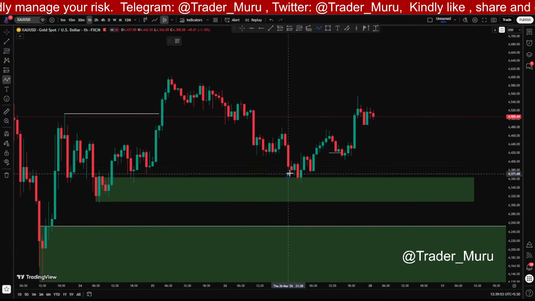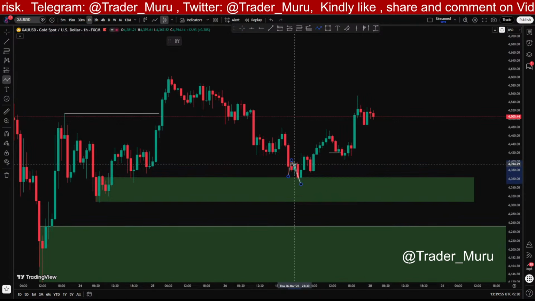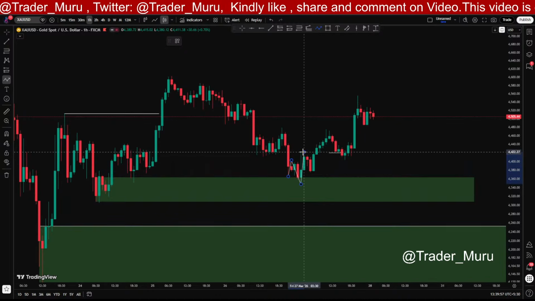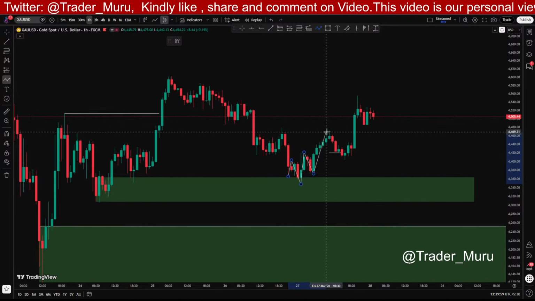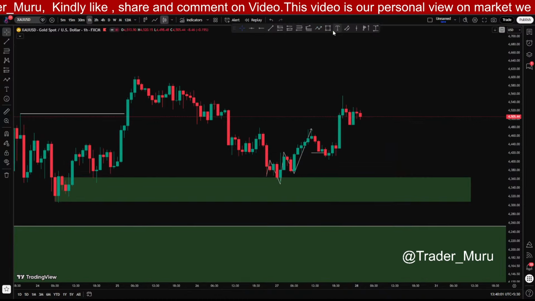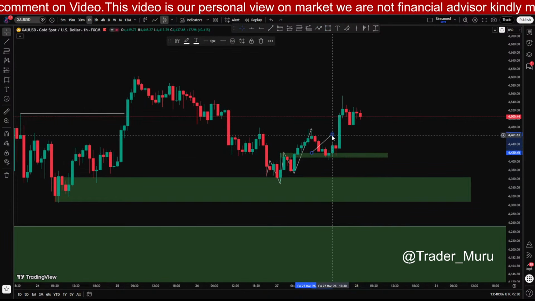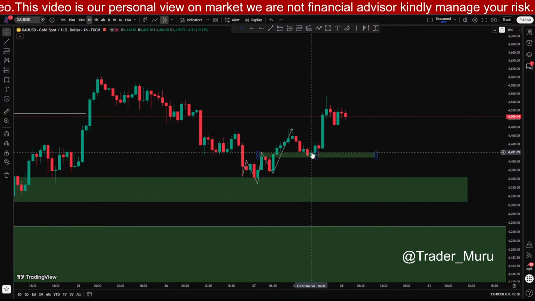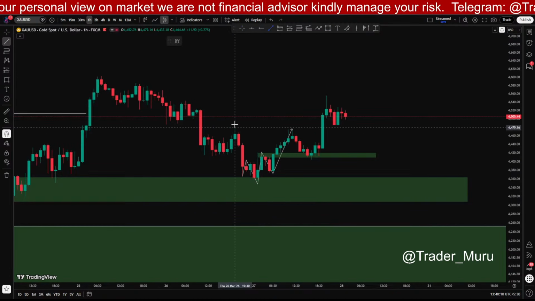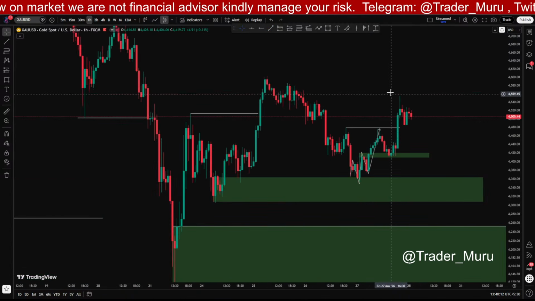Here you can clearly see this is high, this is low. Recent supply got broken, price created a higher high, higher low, again a higher high. So we were bullish from this zone. Yesterday we were bullish from this zone here, and our target was a change of character in the 1-hour time frame.